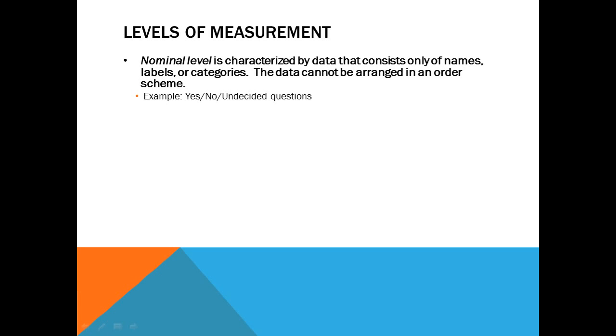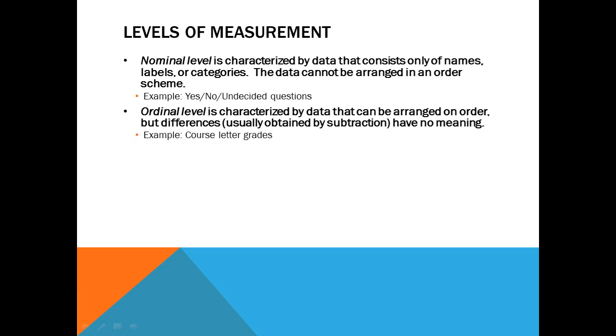So levels of measurement, let's talk about all the different ways that we can measure responses. The first is nominal, and that's data that only consists of names, labels, or categories, and you can't really arrange the data in any particular order. An example here would be if you were doing a survey and the answers are yes, no, or undecided. Now, it's not to say that you're counting the number of yeses and the number of nos and the number of undecideds. No, you're just talking about the answers in particular. It's yes, it's no, or it's undecided. You don't want to really put them in order.